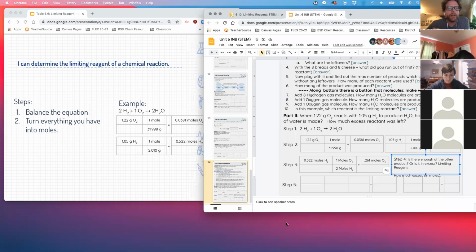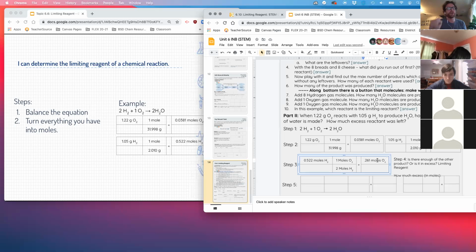This is the big concept. I said, if I'm using all of my hydrogen, and again, you can do this with oxygen if you wanted to, but if I use all my hydrogen, then I need to have 0.261 moles of oxygen. And I ask myself, do I have that much? And I look at how much I'm given. Oh no, I do not have enough oxygen. I only have 0.0381 moles of oxygen. And if I were to use all of this up, I would need 0.261 moles.